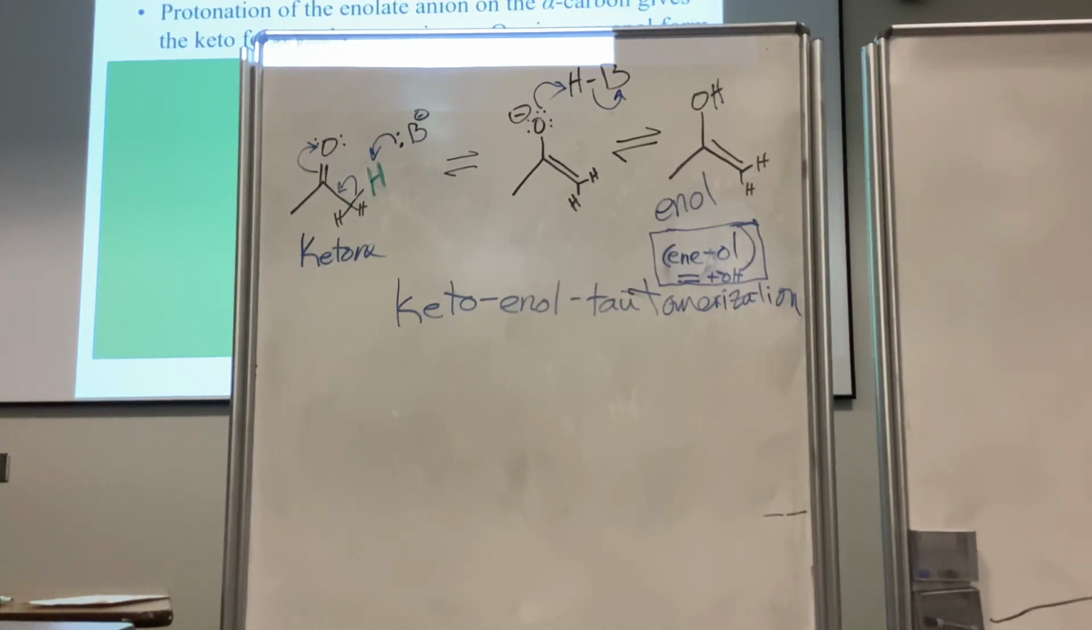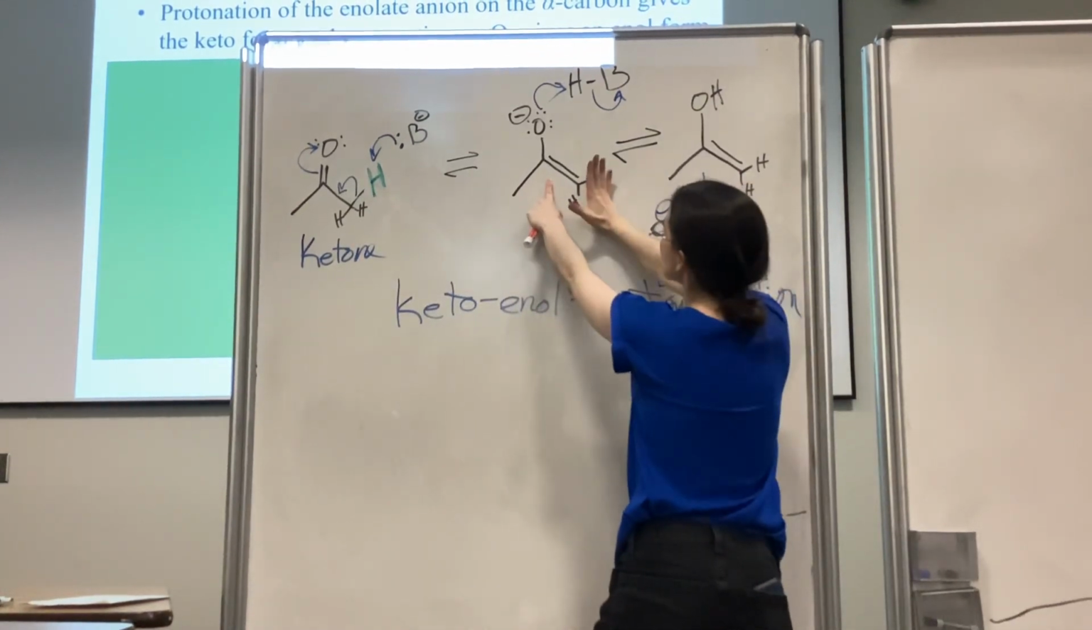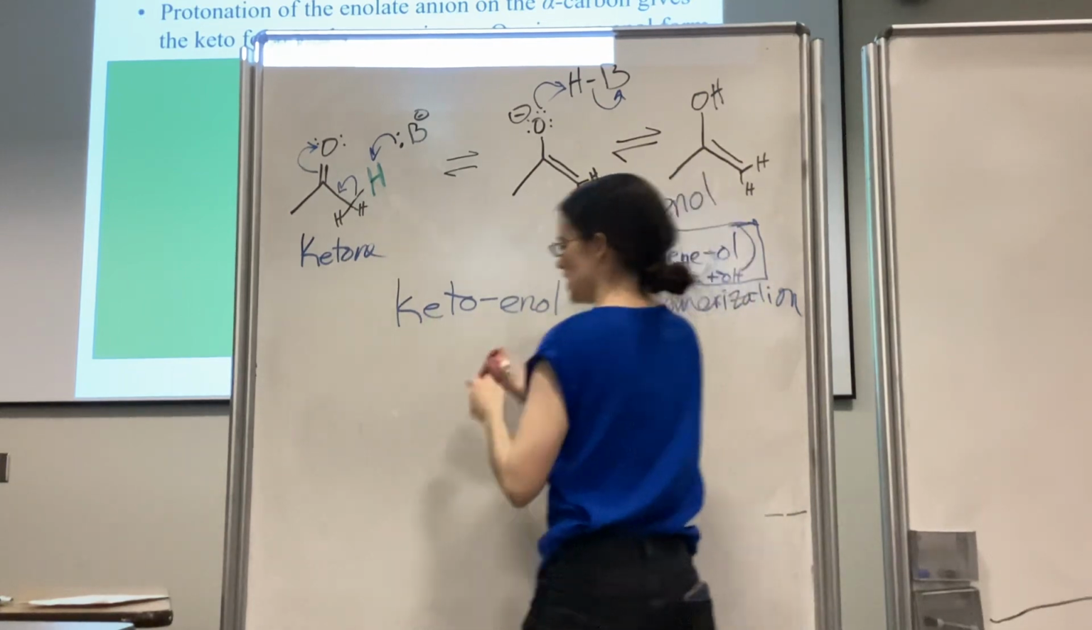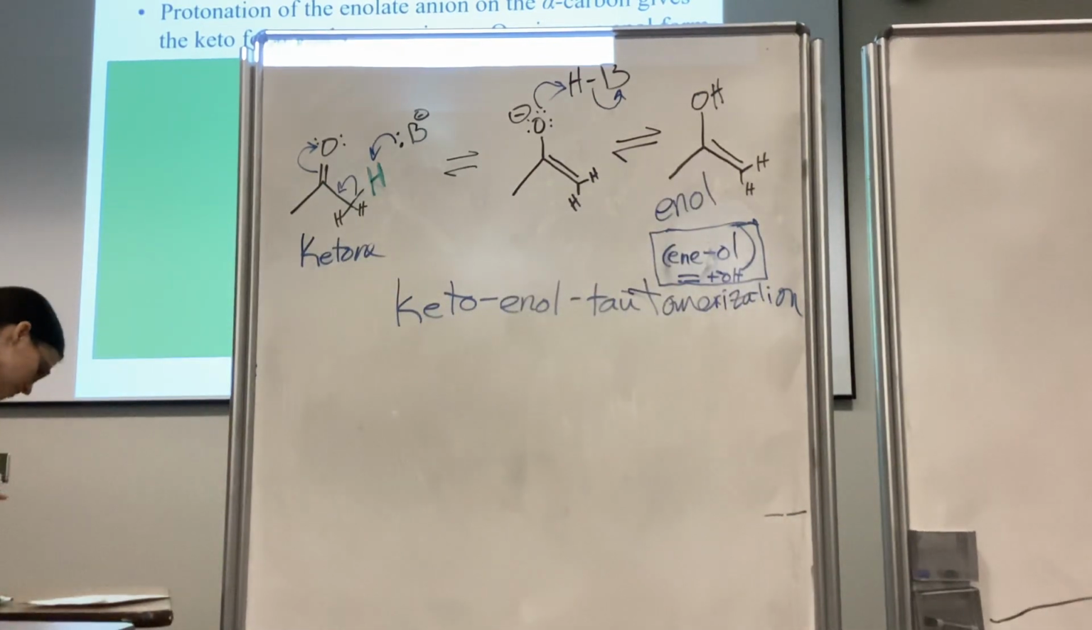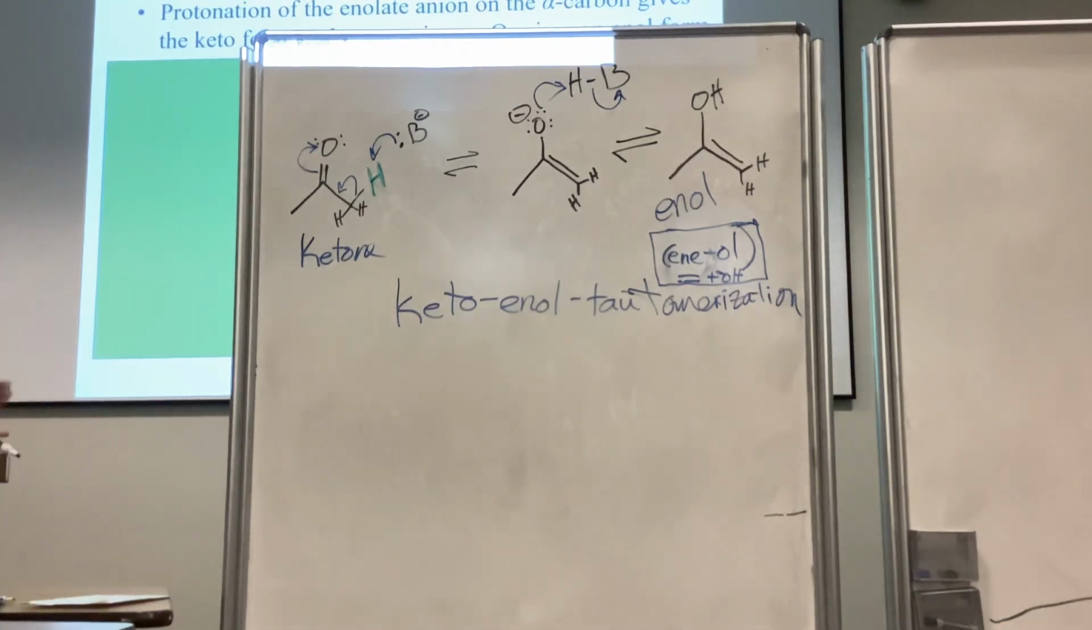Wait, protonation of the enolate anion. No, if you protonate the alpha carbon, you're protonating this guy, adding another hydrogen to here. Yeah, we can undo this actually. So instead of O2, that should just say O negative. Yeah, that should just be the oxygen.